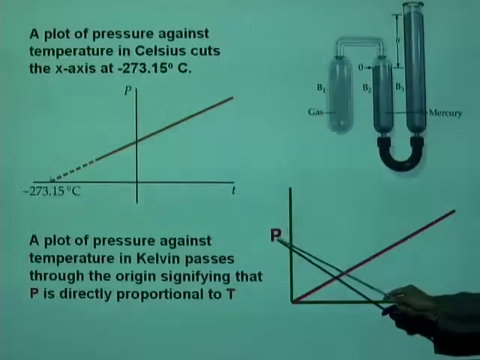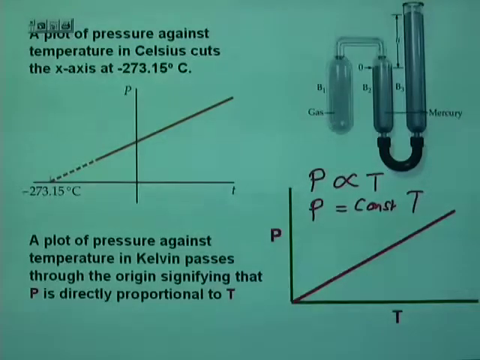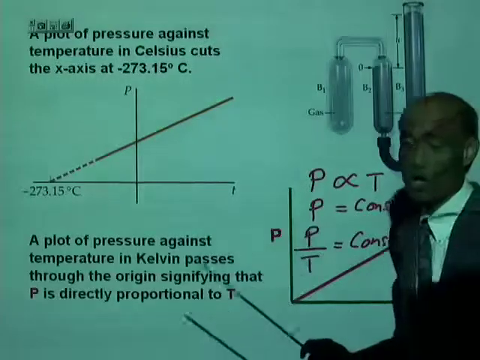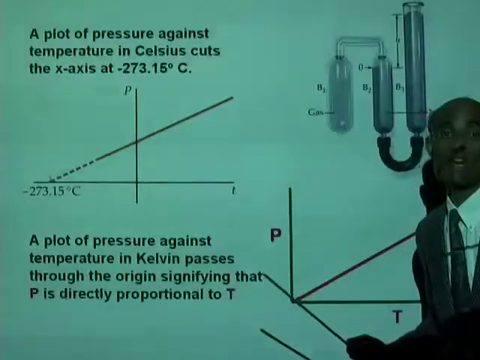This relationship gives us pressure is directly proportional to the Kelvin temperature, and I can write it like this: pressure is directly proportional to Kelvin temperature, or pressure equals a constant times Kelvin temperature. If you divide both sides by T, I have P over the Kelvin temperature is a constant. And this is the representation of the pressure law. Pressure divided by the Kelvin temperature is a constant.